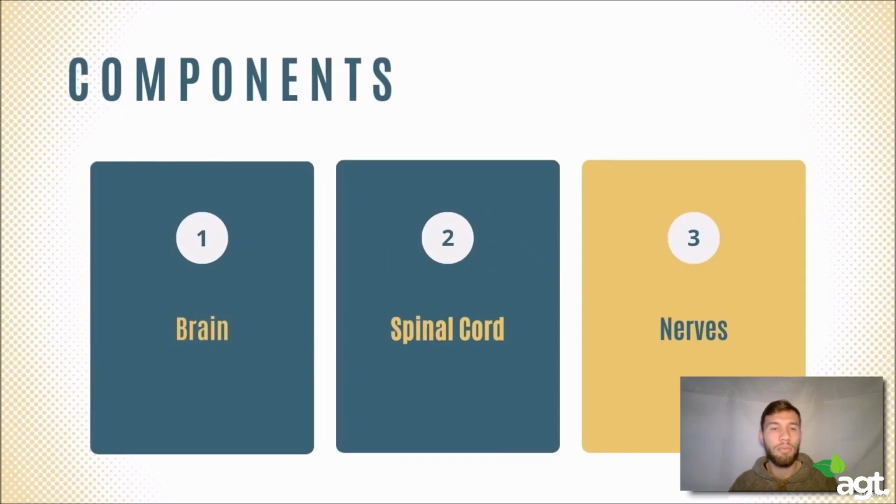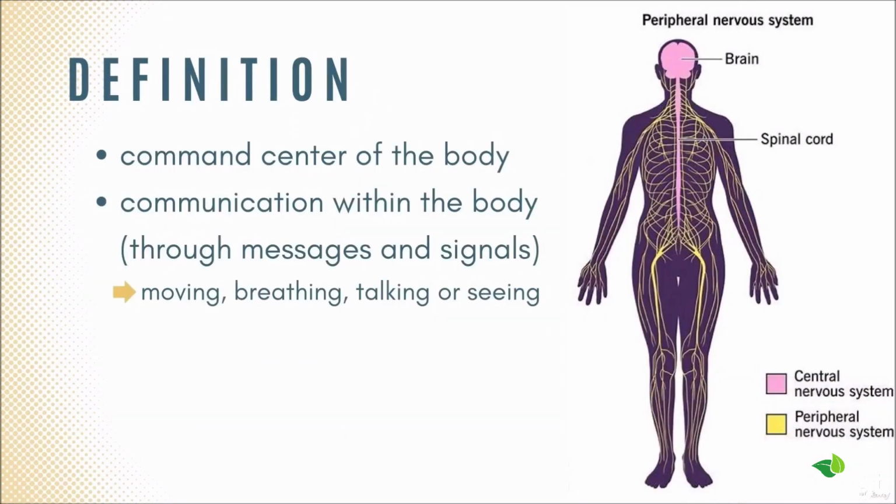We differentiate between the central nervous system, which the brain and the spinal cord belong to, and the peripheral nervous system that the nerves are part of. The central nervous system is known as the command center of the body and is responsible for all communication that happens within the body in form of messages and signals. It coordinates pretty much all processes that are happening in the body, like moving, breathing, talking, or seeing.